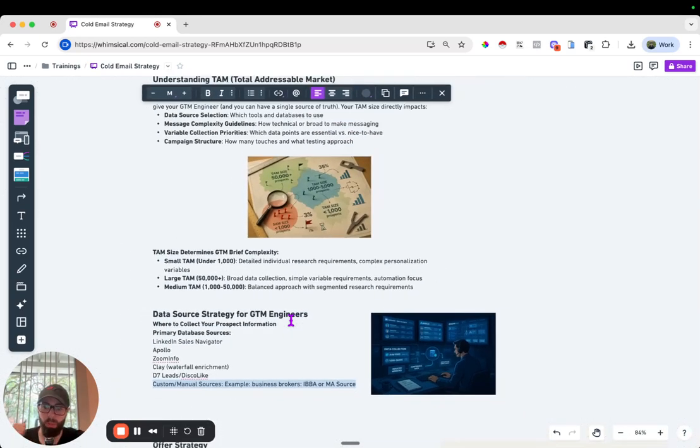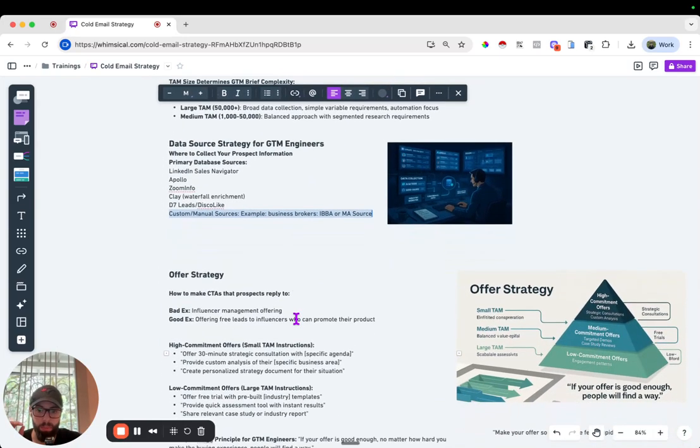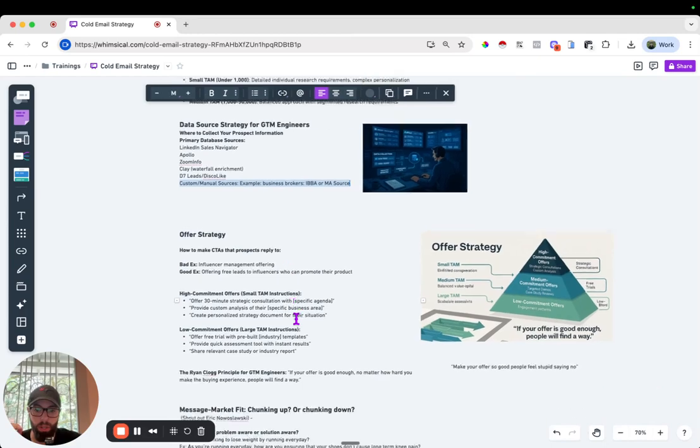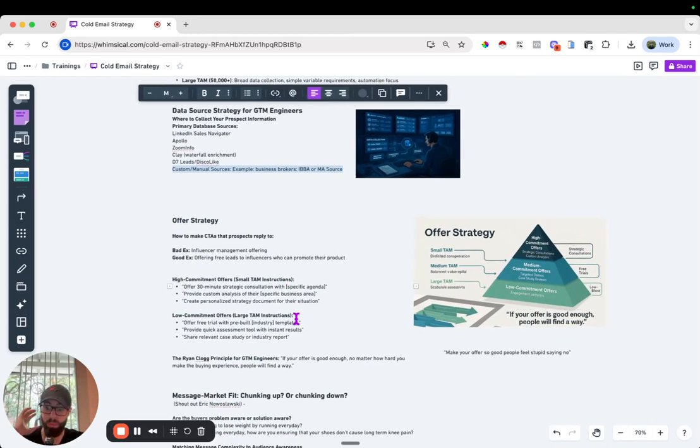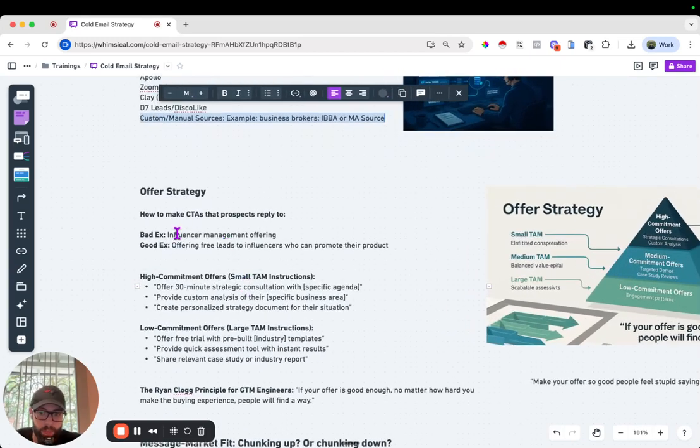So where are we now? We know what type of TAM we have. We know where we could pull that data from. Now it comes to crafting the offer which will turn a prospect that doesn't know who we are to ultimately say, yes, you know what, I want to learn more about how you work, how you operate, and how you can help. So how do we actually create these CTAs? Let's start with an example.